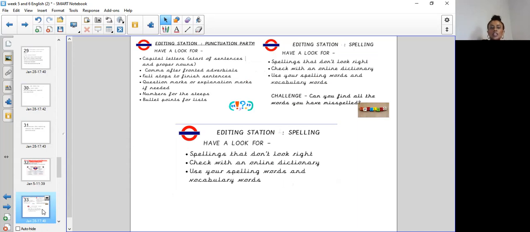Under punctuation party, we have to make sure we've got commas, full stops, numbers if we have steps, bullet points if we need to. We also need to look at our spellings, check online with a dictionary if we're not sure of how to spell things. And let's have a go.